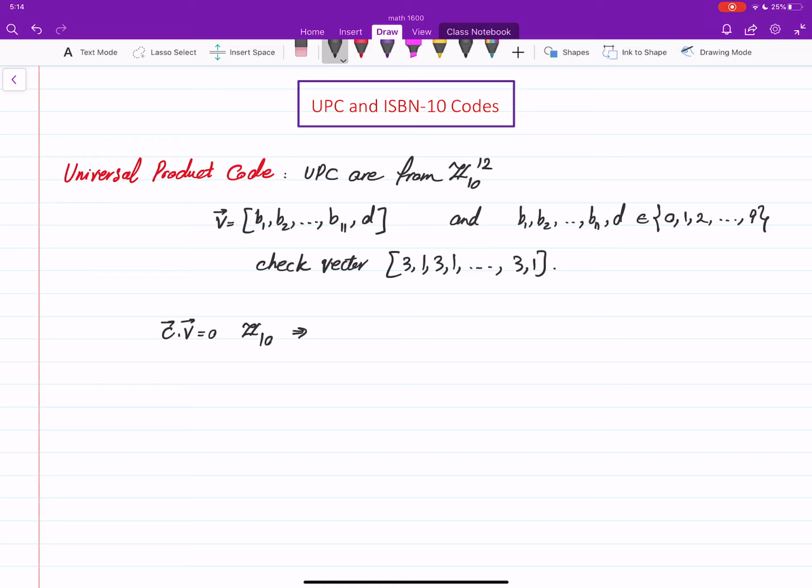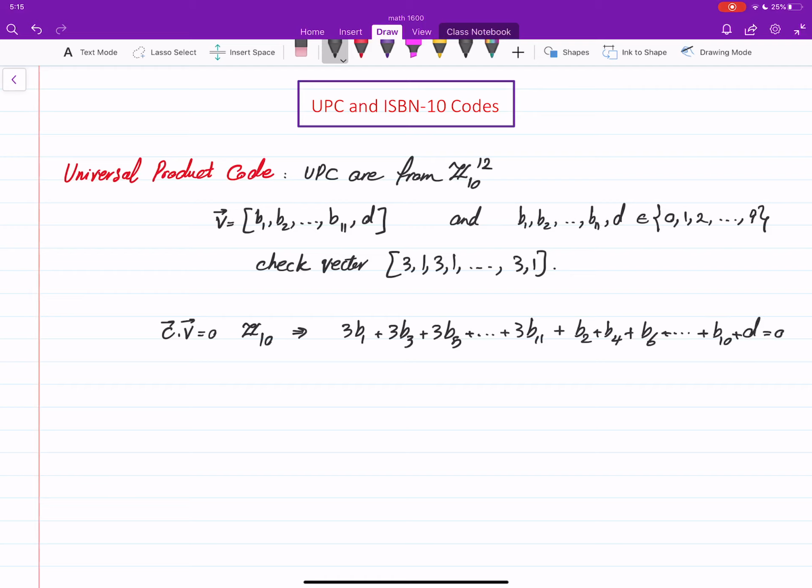You see that the check vector is alternating 3, 1, 3, 1, 3, 1. If you dot product that with the given vector, all the digits in the odd positions will be multiplied by 3. So 3b1 plus 3b3 plus 3b5 up to 3b11. And all the digits in the even positions will be multiplied by 1. So it will be b2 plus b4 plus b6 up to b10, and then d.